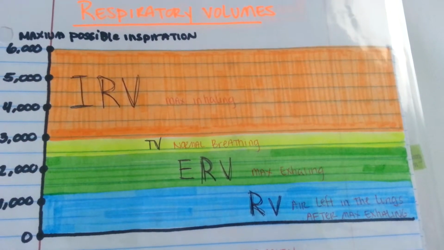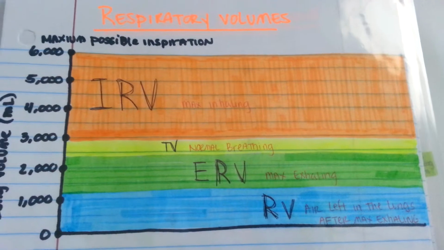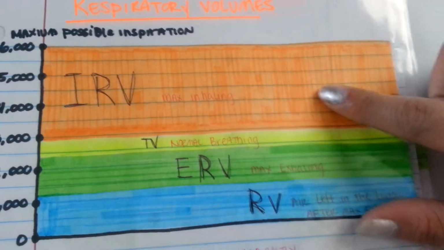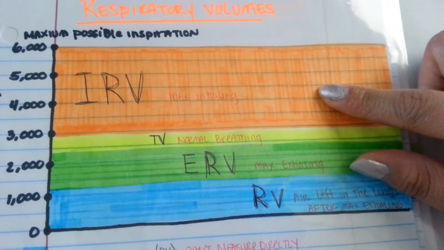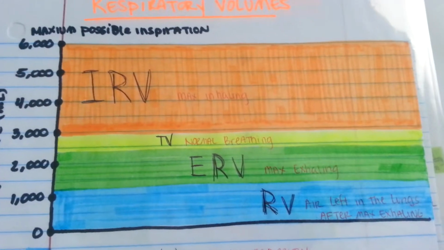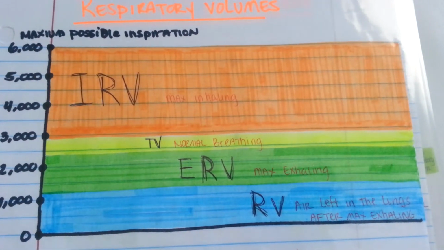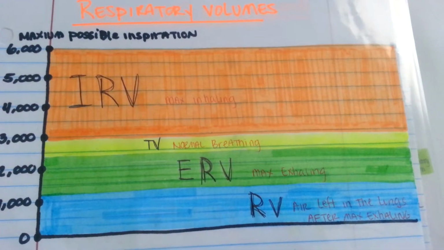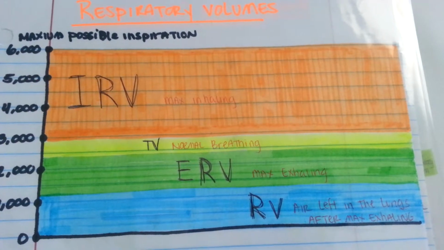Again, that's the expiratory reserve volume. Again, the orange one is the inspiratory reserve volume. Now that's the maximum inhalation. You inhale as much as you can. You keep on inhaling until you can't inhale any more. That's the IRV. Okay, and the ERV is you exhale until you cannot exhale anymore.